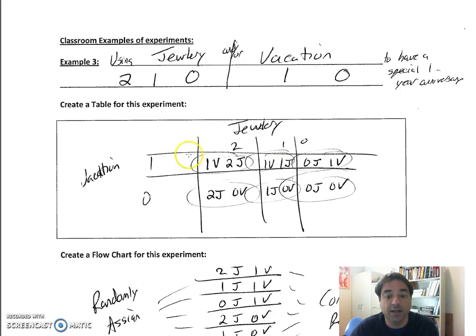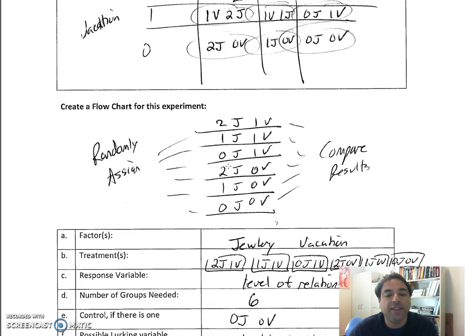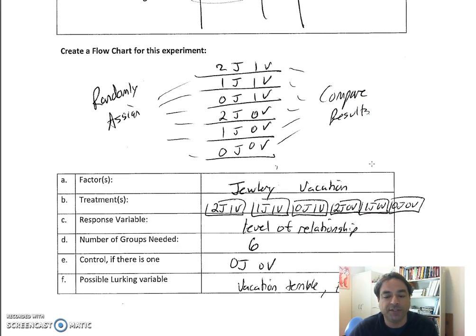And you're probably saying, we want to go on vacation and 2 pieces of jewelry. But again, we don't want to assume. We just run the test. We don't have any bias. Who knows which will work best? Then our flowchart, we randomly assign. We put our 6 treatments in the center. At the end, we compare results.